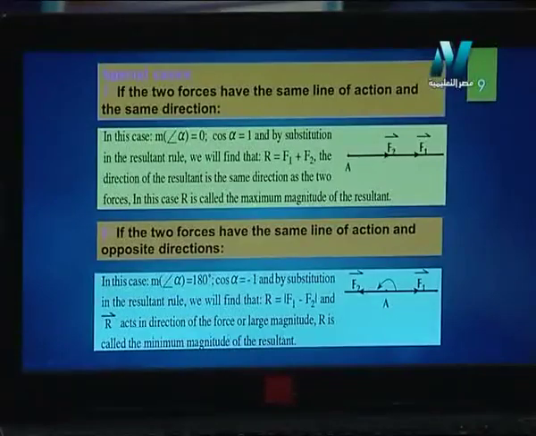Okay? Let's move to the slide again. R acts in the direction of the force of larger magnitude. If F1 is larger, then R will be in the same direction as F1. But if F2 is larger, then the resultant will take the same direction as F2.